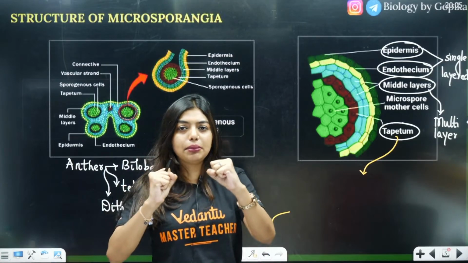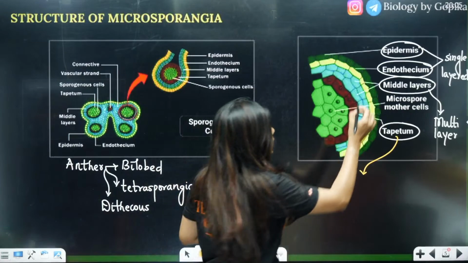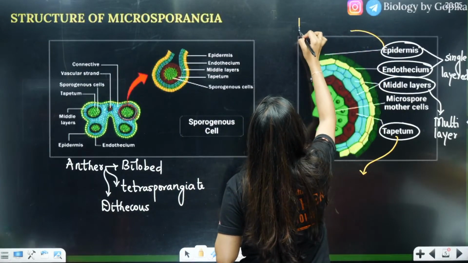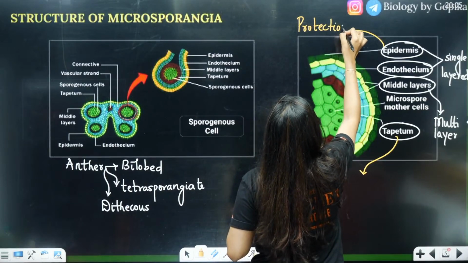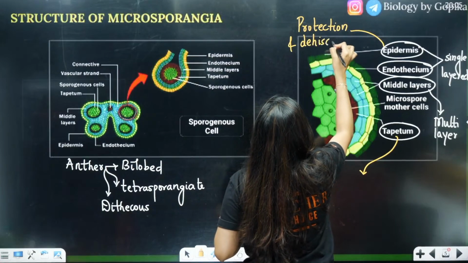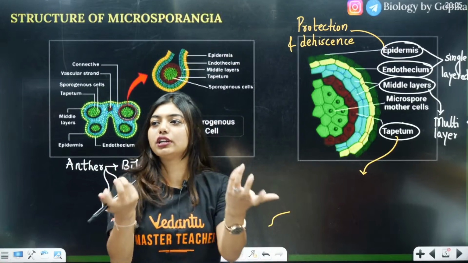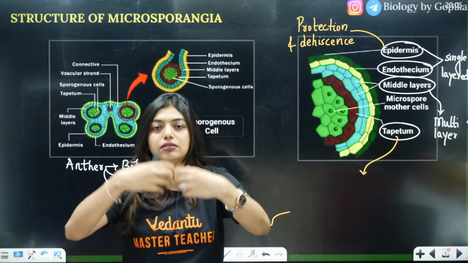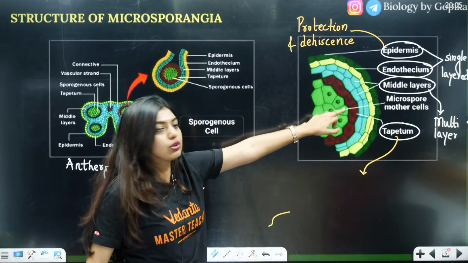Now remember, students, epidermis, endothelium and middle layer, all three layers, are going to do the job of protection and dehiscence. Dehiscence means I have to break through it so the pollen grains can get scattered. If I don't break the anther, how will the pollen grains get dispersed? So protection and dehiscence will be done by your epidermis, endothelium and middle layer.